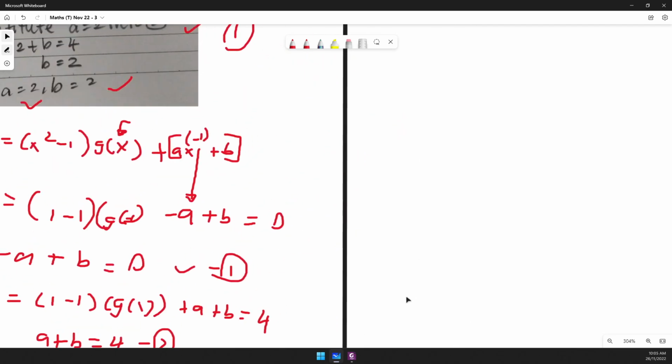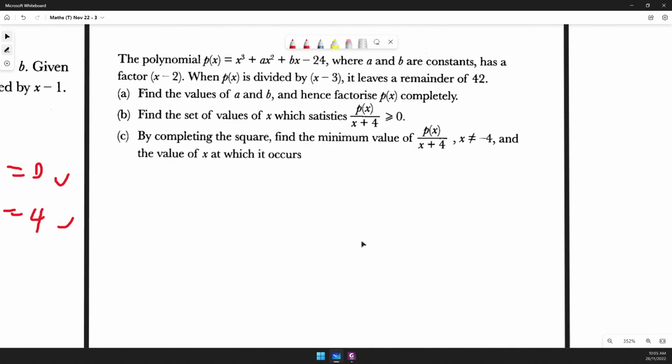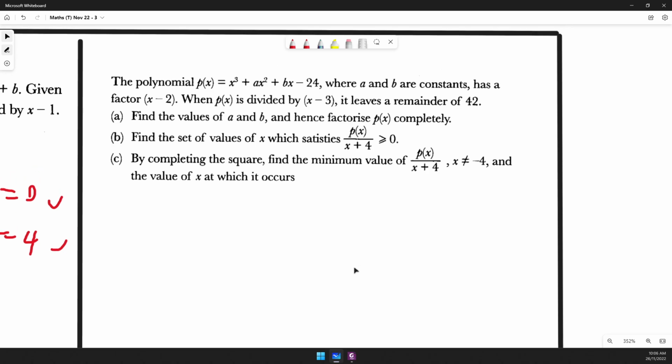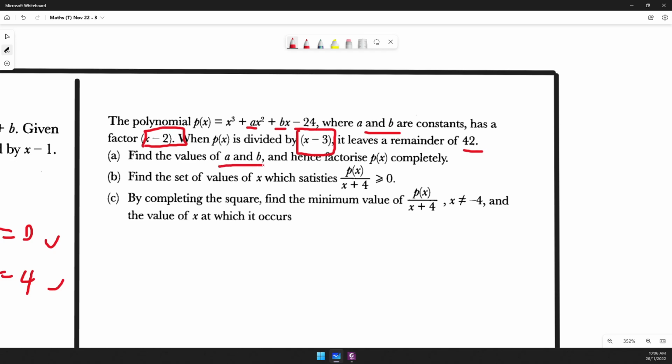Yes. Okay, because I'll try this one together. This is a bit of a longer question. Let me read out the question. The polynomial P(x) equals x cubed plus a x squared plus b x minus 24, where a and b are constants, has a factor of x minus 2. Already got the factor ready. And P divided by x minus 3 leaves the remainder 42. Same type of question. Find the values of a and b, and factorize. For this part, maybe you will have some problem.